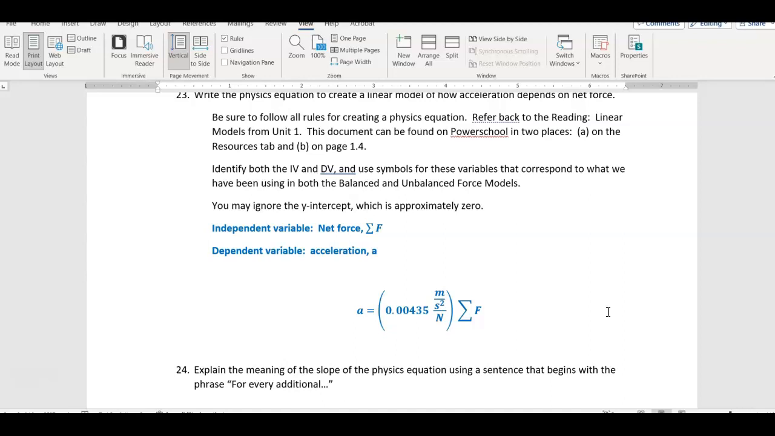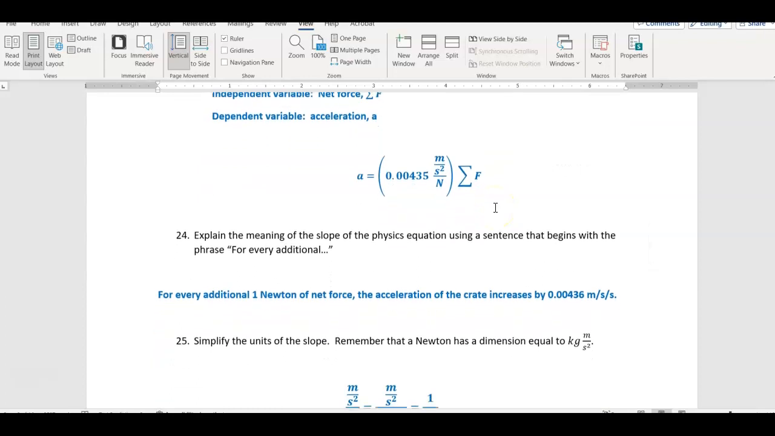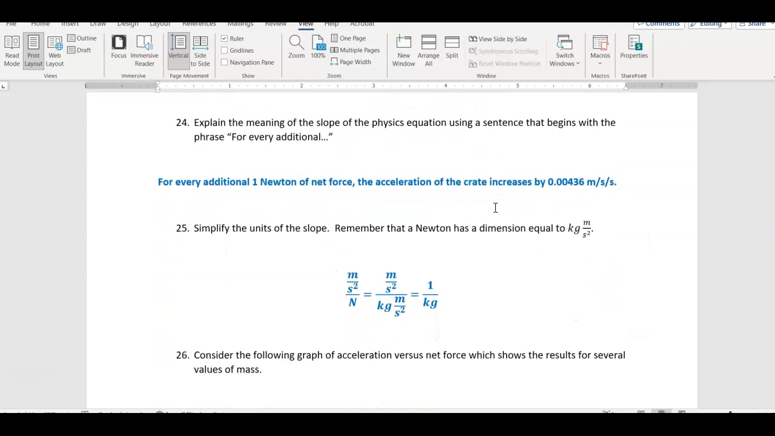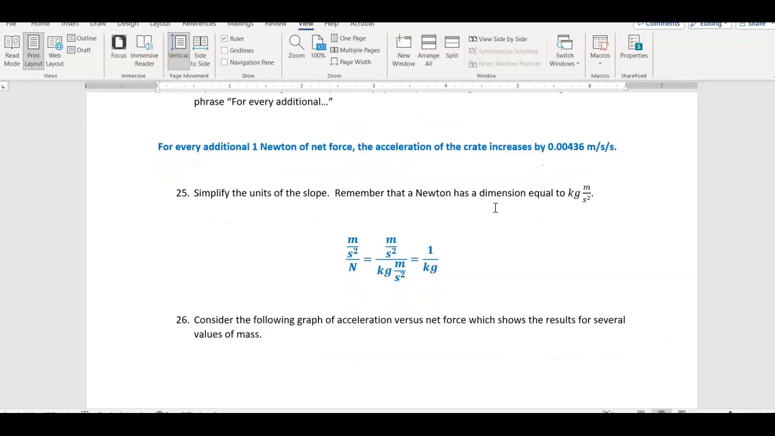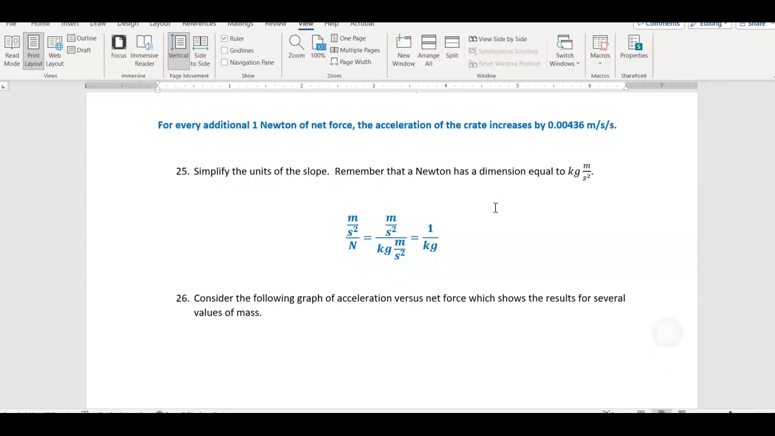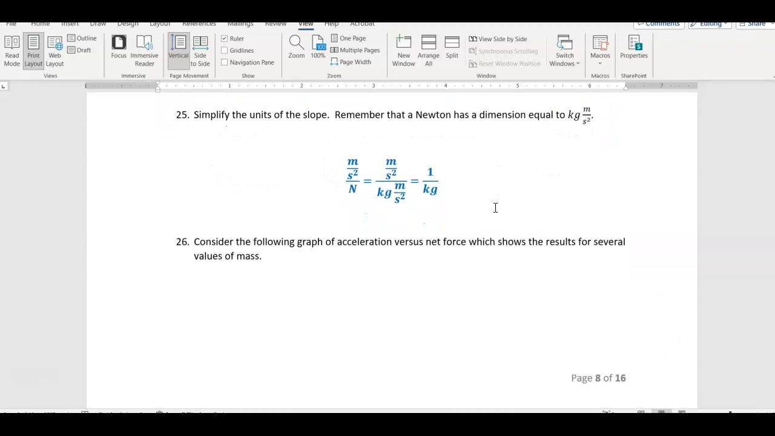It is okay to ignore the y-intercept. It tells you that here because that is approximately 0. Then you want to explain the meaning of that slope, which is how acceleration changes for every additional 1 Newton of net force. Okay, so we've got that.